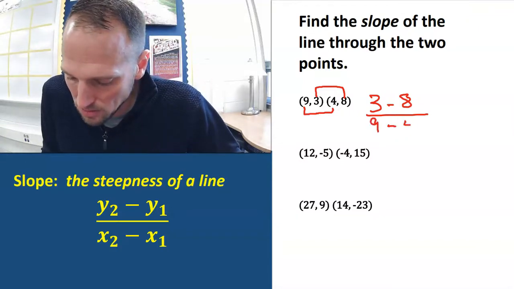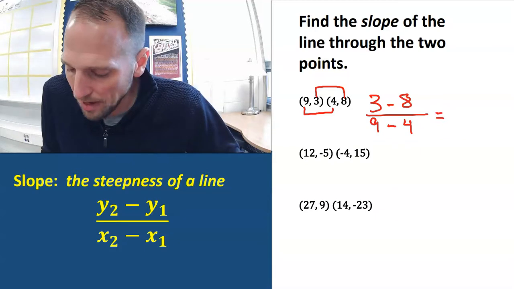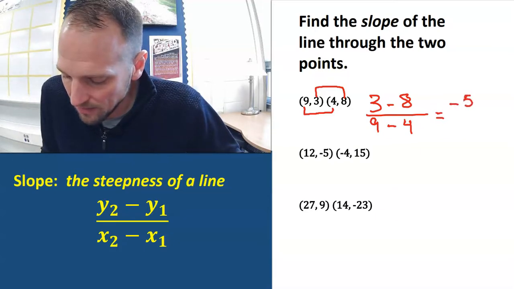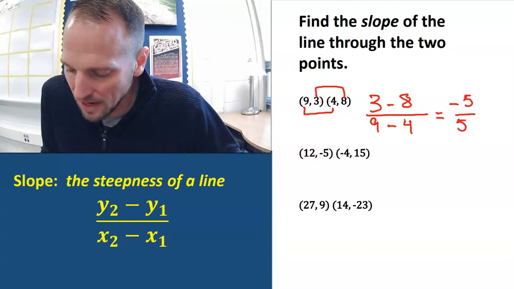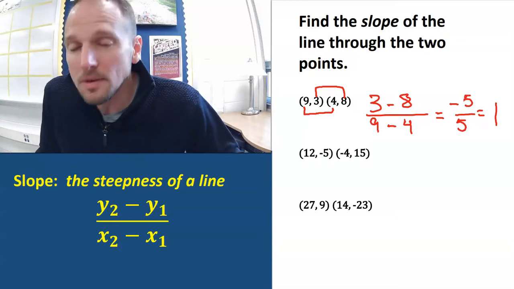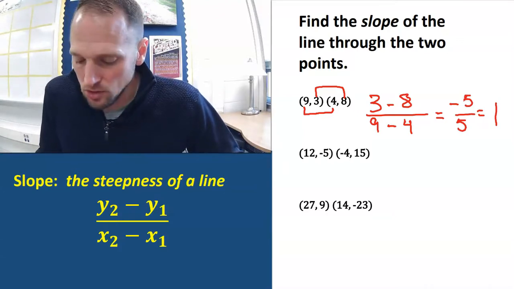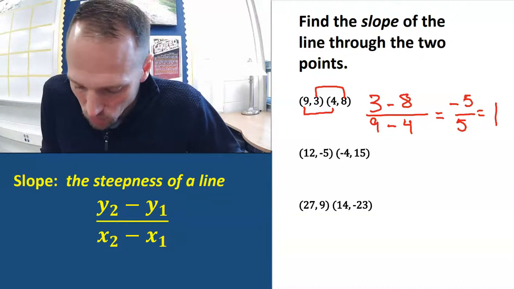And 9 minus 4. So 3 minus 8 is going to be negative 5. 9 minus 4 is a positive 5. Now let's simplify this. Negative 5 over positive 5 is 1. So the slope of that line is 1. Let's look at the next one.